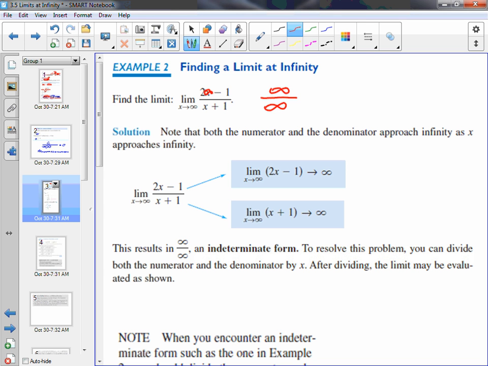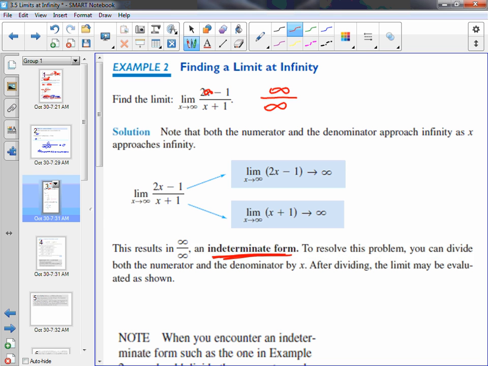As far as we know, there's not a number that God's kind of keeping secret and he's going to throw out at the last minute, saying this is the number that's infinity. And that's not the way we think it works, okay? So it's not a number, so don't think of it as a number divided by itself. Nobody knows what infinity divided by infinity is, it's called an indeterminate form. So to resolve this problem, you can divide both the numerator and the denominator by x. After dividing, the limit may be evaluated as shown, and we'll look at that in a minute.